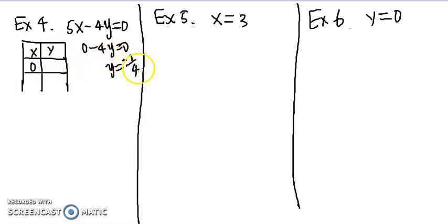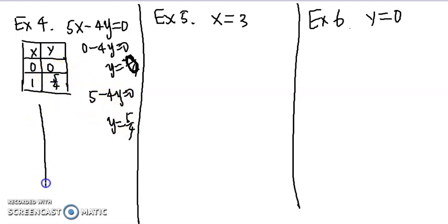I'm sorry, y is going to be equal to 0. But if I pick, let's say, 1 for x, then I'm going to have 5 minus 4y equals 0, and y is going to be equal to 5/4. So with these 2 points, that's good enough to sketch the graph. The first point is 0, 0, which is at the origin. The second point is 1, 5/4. And then join these two, and you get the graph for that.